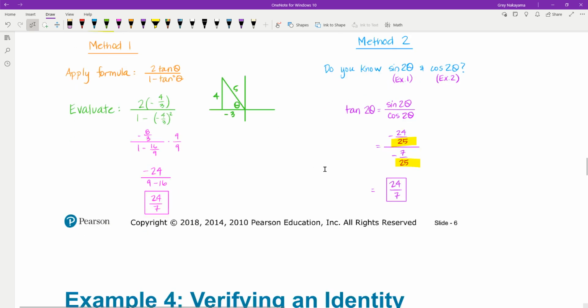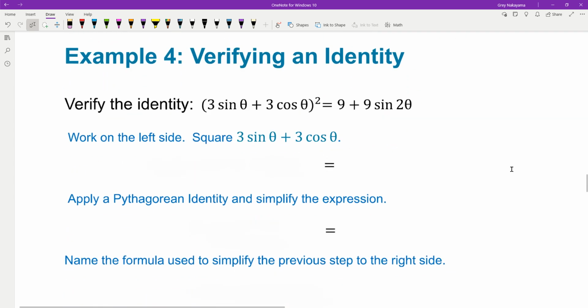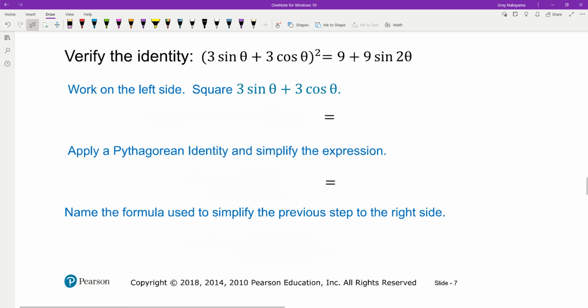All right. Another way to practice is to use it to verify an identity. So if you look at this one, we have 3 sine theta plus 3 cosine theta quantity squared equals 9 plus 9 sine 2 theta. So it tells me to work on the left side, which is right here, and it says square that thing, because that's what that is. So basically I'm getting rid of those parentheses.